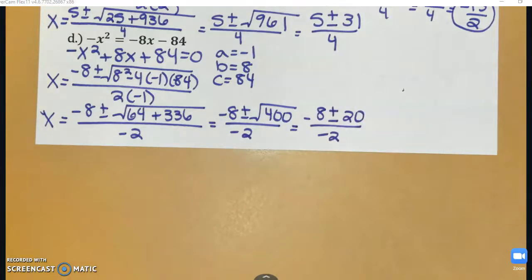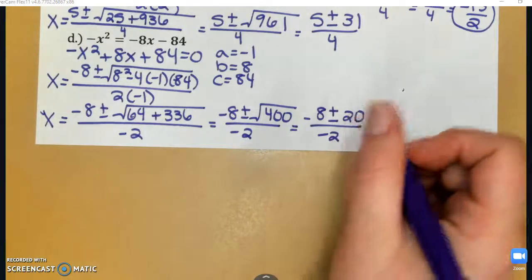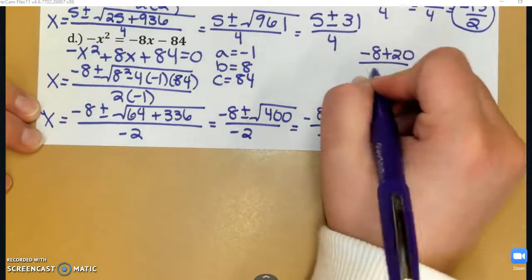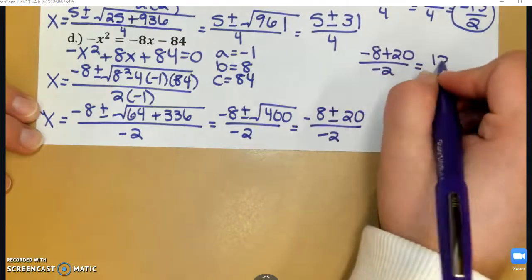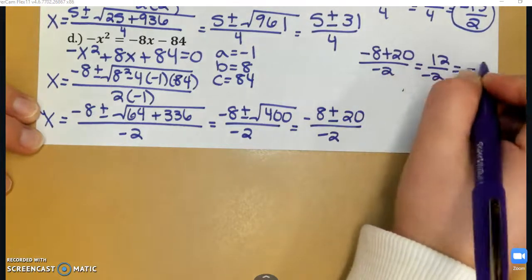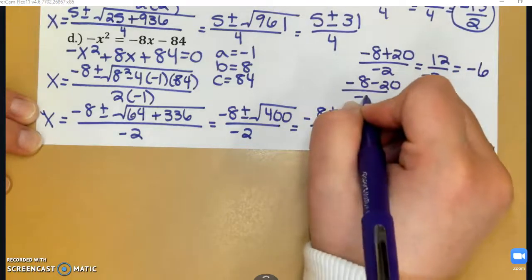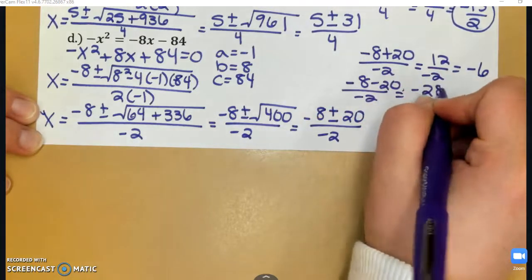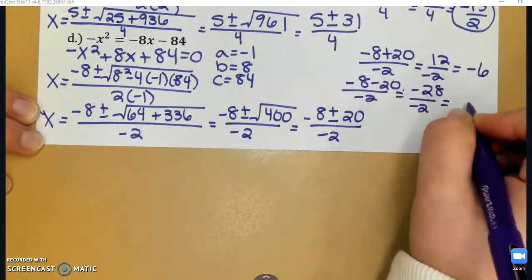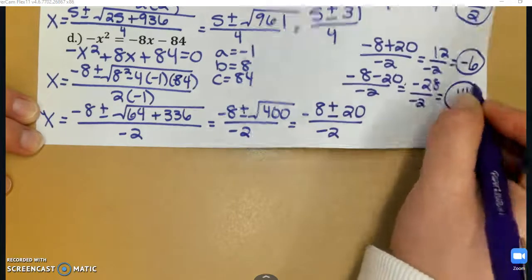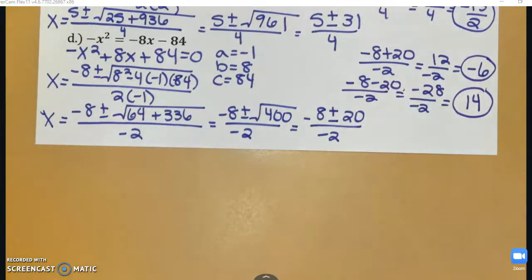So I do have a perfect square, so I'm going to get rational solutions, which means I'm going to finish out this operation. Let's start by adding. Negative 8 plus 20 divided by negative 2. That's going to be 12 over negative 2, which is negative 6. Negative 8 minus 20 over negative 2, that is negative 28 over negative 2, which is positive 14. So negative 6 and positive 14 are my two solutions.